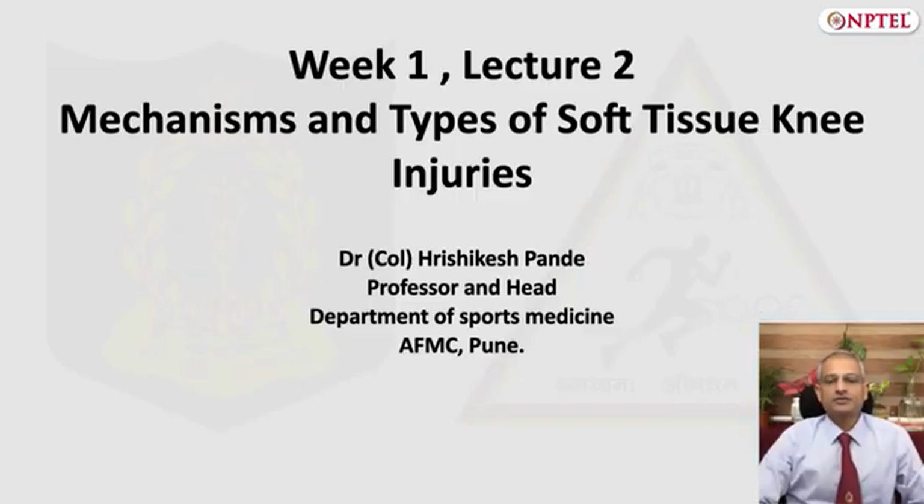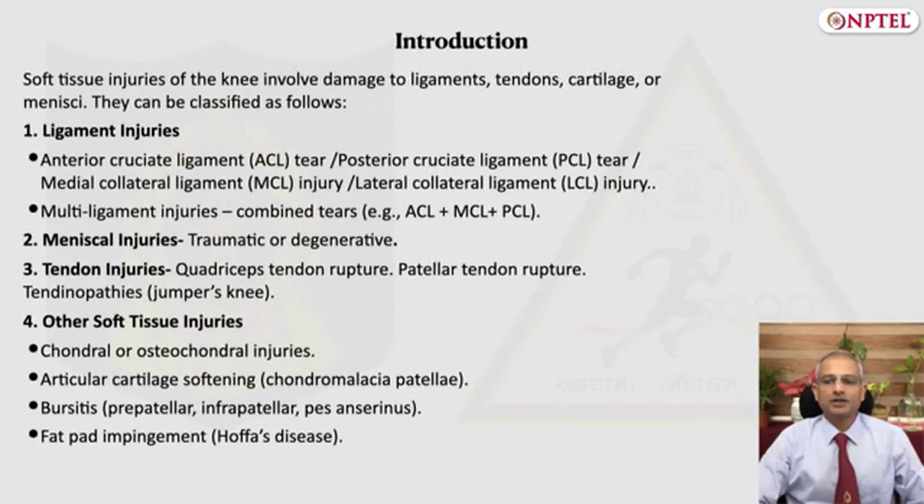The soft tissue injuries of the knee involve damage to the ligaments, tendon, menisci, cartilage, or surrounding supporting structures. They are commonly seen in sports or trauma, but they can also be seen in degenerative conditions and can be classified as ligamentous injuries, meniscal injuries, tendon injuries, and other soft tissue injuries. The ligaments can be isolated ACL, PCL, MCL, or LCL injuries, or they could be a combination of injuries called the multi-ligament injuries of the knee.